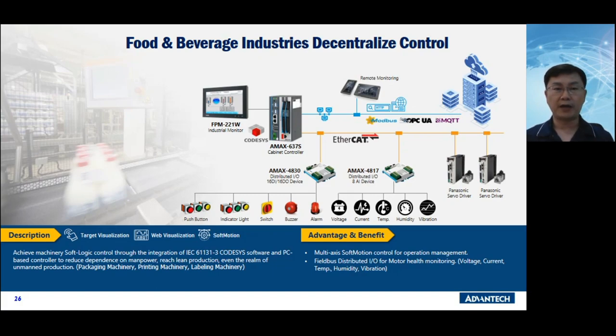As you can see, this is a food and beverage industrial decentralized control. For this one, we have this MX637, and all the distributed IO modules communicate with the EtherCAT interface. MX483 is our Advantech distributed IO module. Besides that, it can communicate with the Panasonic servo driver by the EtherCAT solution, and all this data can be shared by Modbus TCP, OPC UA, and MQTT. So you get a very good, simple solution for operation management.